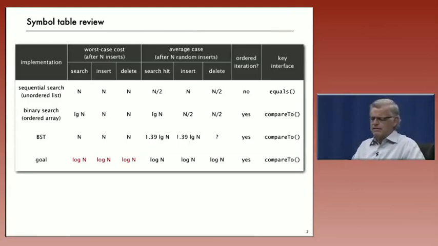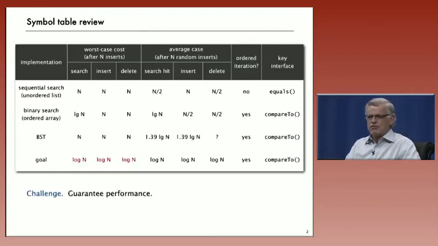But really, our goal is to have these operations be guaranteed to take time proportional to log n, because we don't have control over the order of operations, and they may not be random at all. And in fact, in many real applications, they're not very random. So that's what we're going to look at now: try to find an implementation that can guarantee to be fast for all the symbol table operations. That's our challenge.